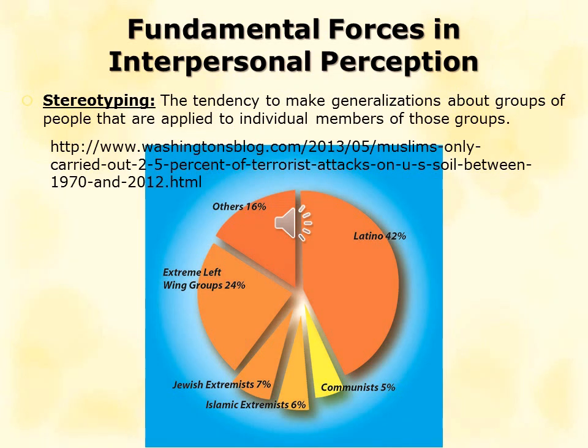Now, stereotyping is a pretty common term, and this is basically making broad, sweeping generalizations about groups of people based upon information or the actions of a few. The definition from the text is the tendency to make generalizations about groups of people that are applied to individual members of those groups. An example from my life is I lived through 9/11.